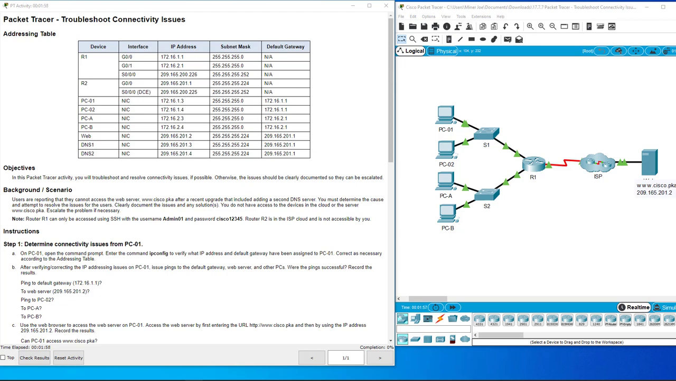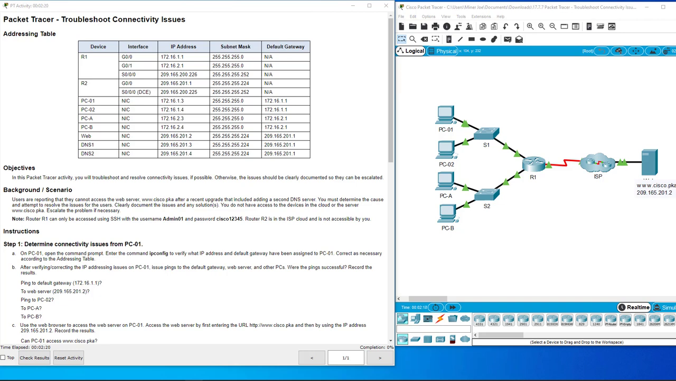We're going to look into the command line on PC1, PC2, PCA, PCB, and through one of those we'll access the router and take a look at what's going on there. The switches are clean and the rest of the network past the ISP is also good. So let's take a look at the objectives. It just says, hey, there's some problems. Let's see if we can figure them out.